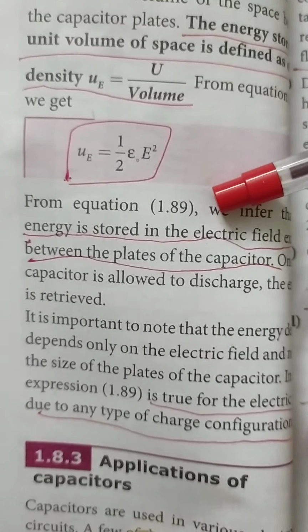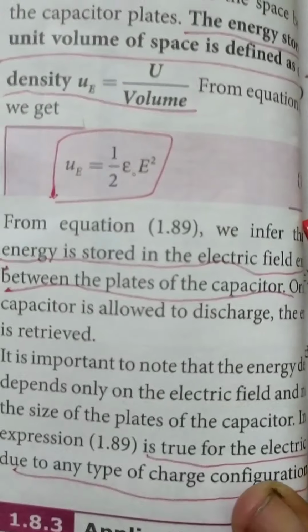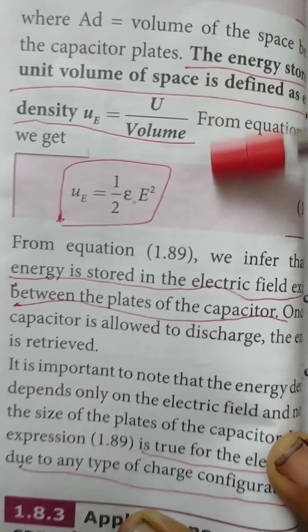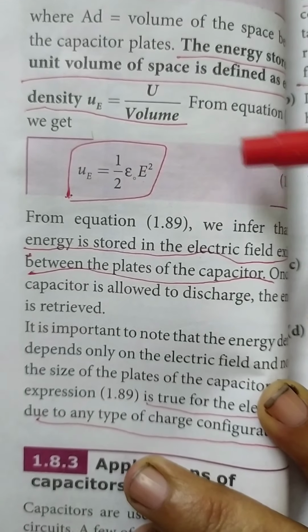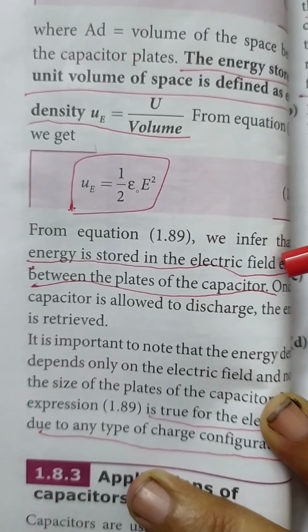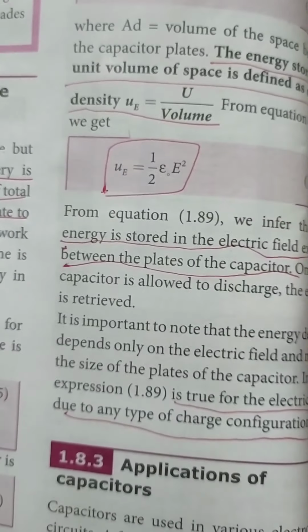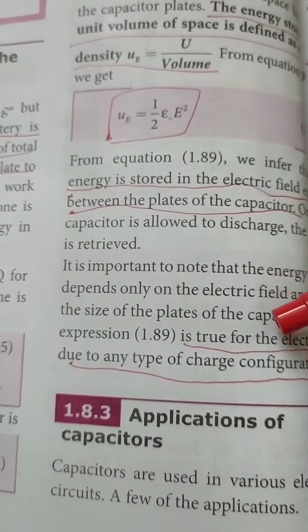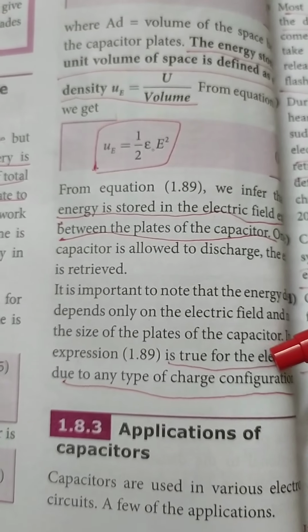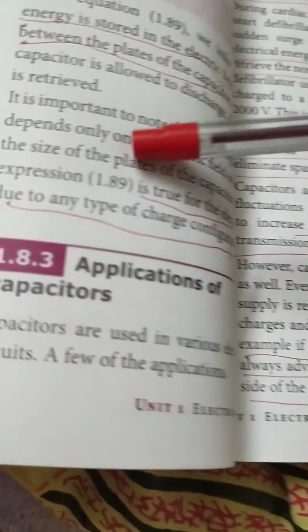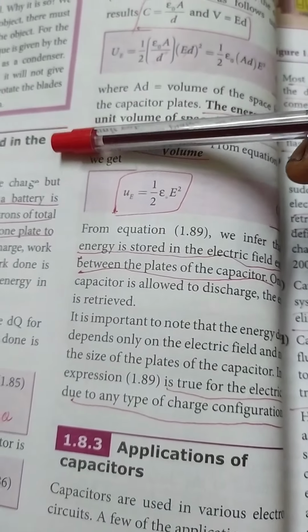The energy stored in the electric field existing between the plates of the capacitor. So you know capacitors usually have two parallel plates, and in between that the electric field exists, and energy is stored in this electric field. And this equation is suitable for any type of charge configuration. So this is about energy stored in the capacitor.